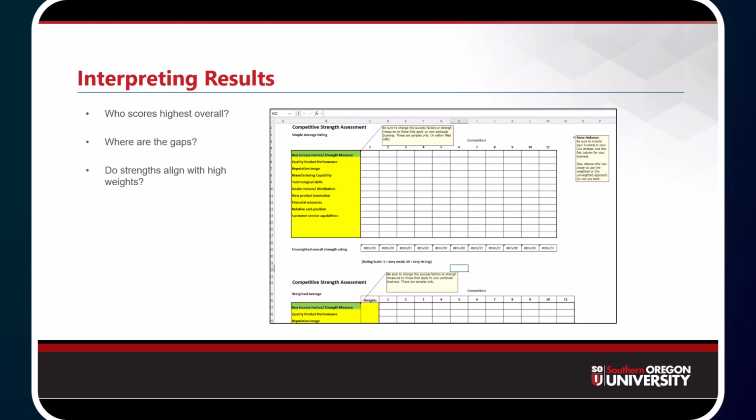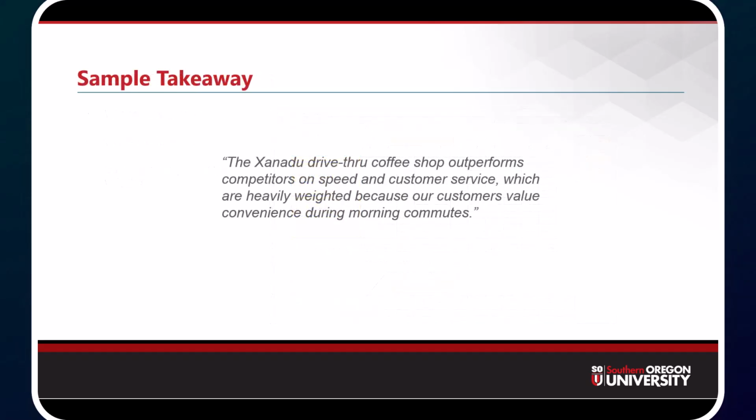The numbers alone don't tell the story. Look for patterns, gaps, and whether your strengths align with high-importance factors. Your written summary should explain what differentiates your business, why that difference matters to customers, and how you arrived at your ratings. This is the kind of conclusion you're aiming for: clear, evidence-based, and customer-focused.